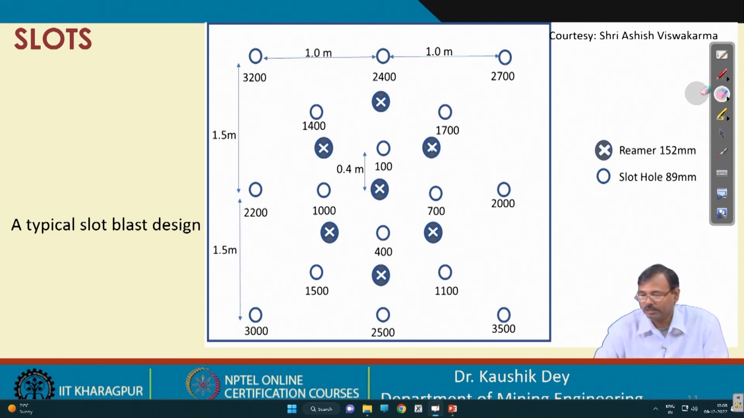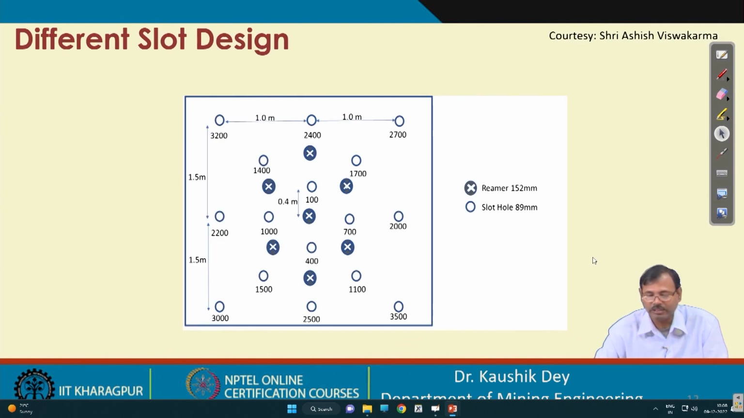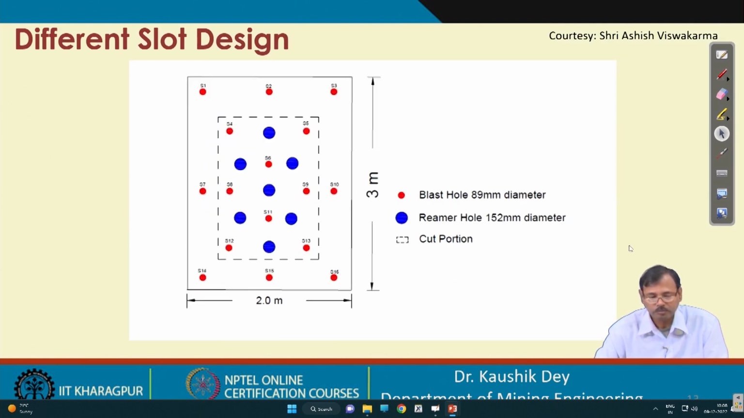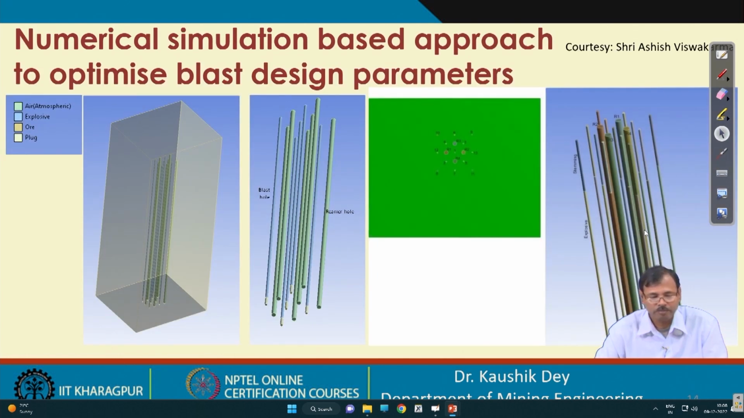A typical design for the burn cut is this, there may be other variations in the design. So, these are the different variations of the design. A 3 meter by 2 meter slot is considered for this particular case.